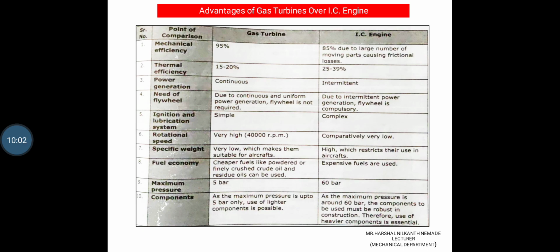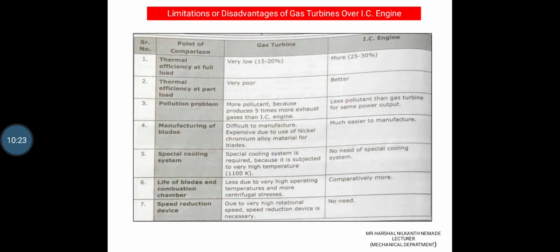Advantages of a gas turbine over the IC engine. What are the advantages? You may see some factors are given: mechanical efficiency, thermal efficiency, power generation, need of flywheel, ignition and lubrication system, rotational speed, specific weight, fuel economy, maximum pressure components you may study. Point-wise, which is given, point of comparison.